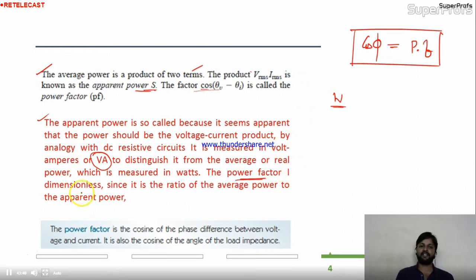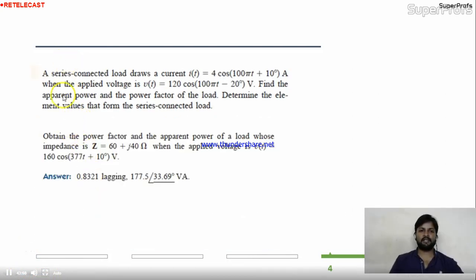Power factor is unitless. The power factor is the cosine of the phase difference between voltage and current. It is also the cosine of the angle of the load impedance. We'll see more about this later. Come to the next one, the question now.